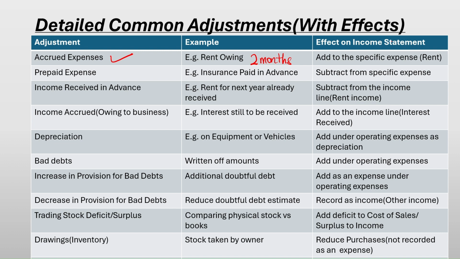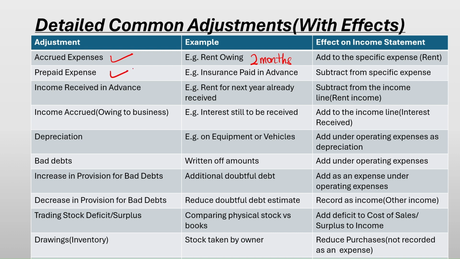Then the effect on the income statement is that you are going to add to the specific expense. If you have an adjustment for rent, you will have an amount of rent in your trial balance before you start writing your income statement. They're going to give you an amount, and on that rent expense you're going to add the rent for the 2 months that you're still owing, right? I hope that makes sense.